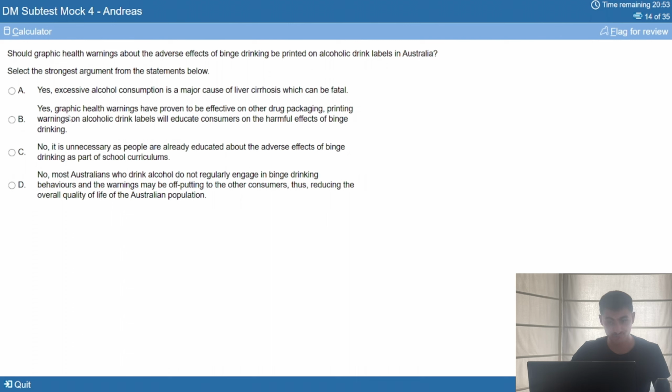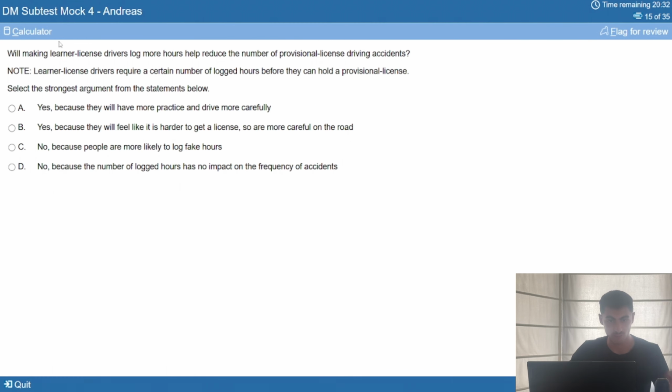Okay, so this is irrelevant. So graphic health warnings, yeah, have to be proven to be effective on other drug packaging, purity warnings. Okay, I like this one. I'm gonna say B and move on.